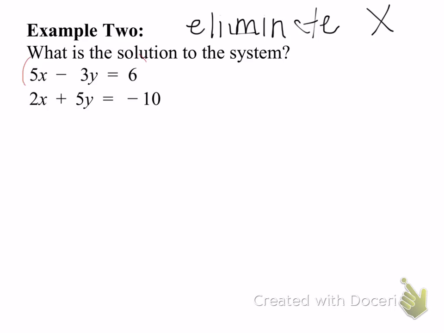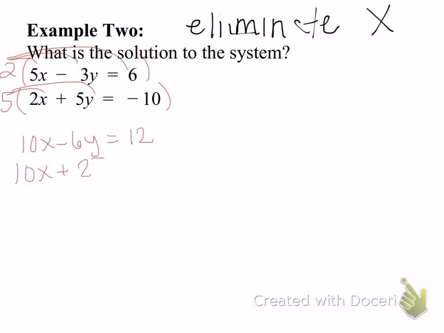So for this first one, if we want to get rid of x, let's just multiply by the other coefficient. Since this first one has a 5 in front of it, we know the second one we're going to multiply by 5. And since the second one has a 2 in front of it, you're going to multiply this first one by a 2. You're just flipping those numbers. So let's go ahead and distribute those numbers through. So we'll have our 10x minus 6y equals 12. And then distribute the numbers for our second one. We'll have 10x plus 25y equals negative 50.